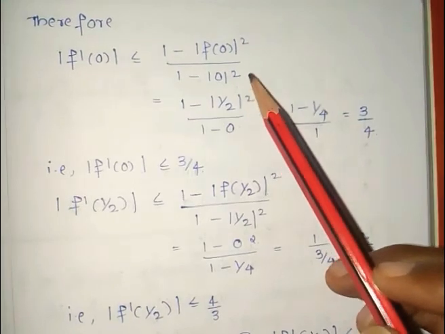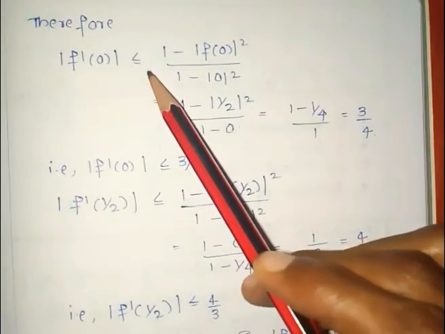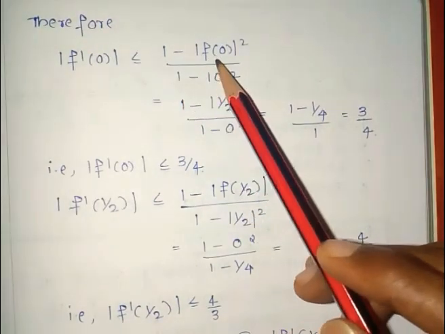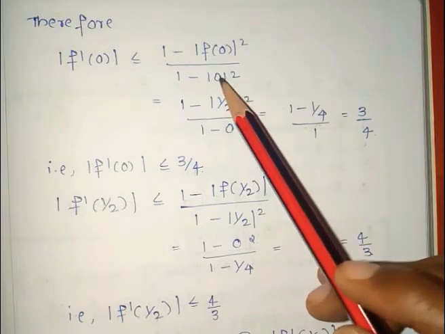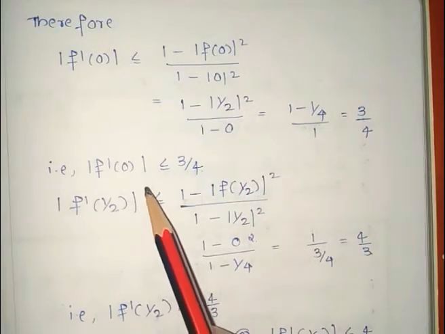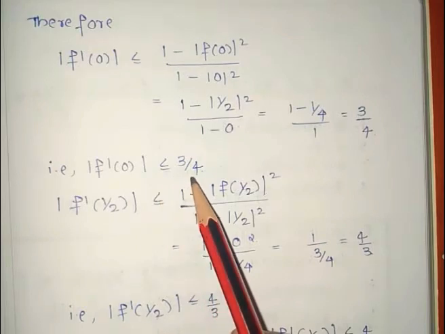So by using the Schwarz-Pick lemma, we can say that |f'(0)| ≤ (1 − |f(0)|²)/(1 − 0²). By using this, we get |f'(0)| ≤ 3/4.